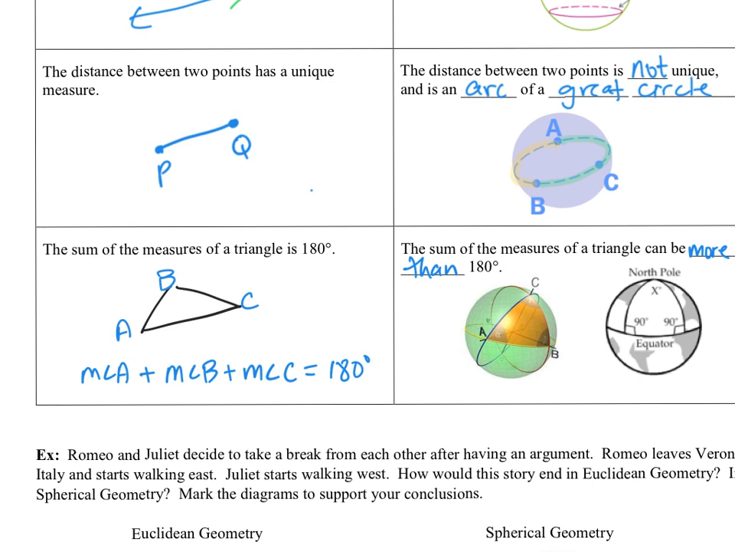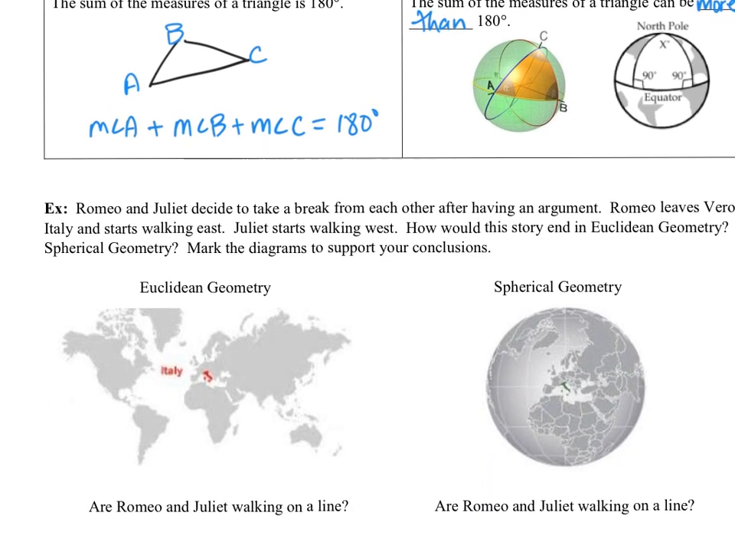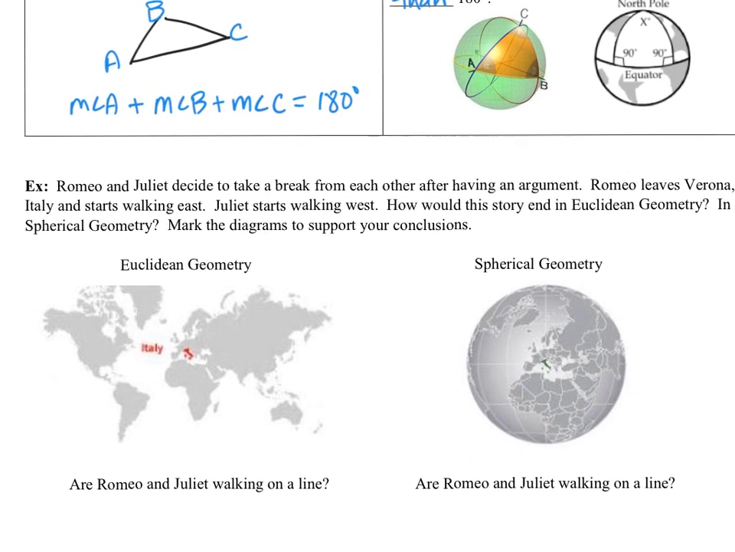All right, so that's just an introduction to spherical geometry, and we're not going to get too deep into it, but I do want to do one more example real quick. If you recall the story of Romeo and Juliet, let's say that somewhere along their story this happened. Romeo and Juliet decide to take a break from each other after having an argument. Romeo leaves Verona, Italy, and starts walking east. Juliet starts walking west. How would this story end in Euclidean geometry, and how would it end in spherical geometry? And then we're going to mark the diagram to support our conclusion.